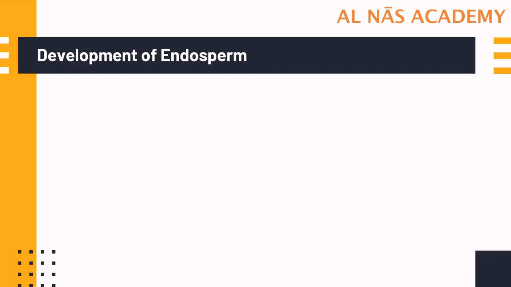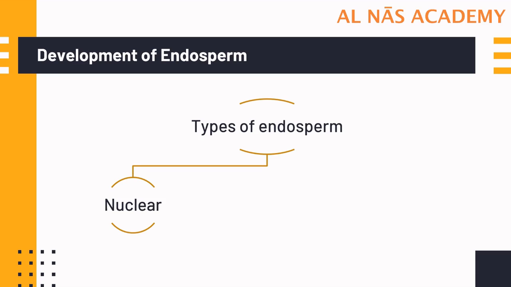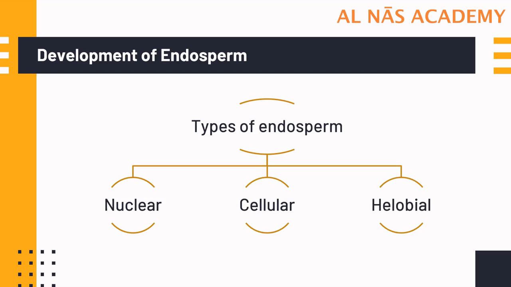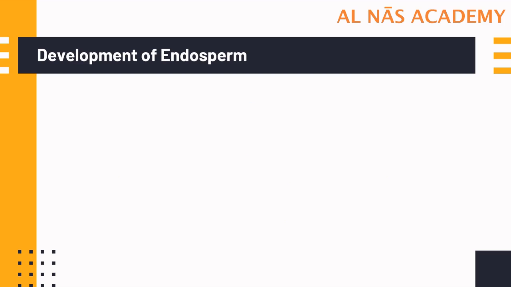On the basis of formation, endosperms are divided into three types. The types of endosperm are nuclear endosperm, cellular endosperm, and helobial endosperm. These are based on how they have been formed, and accordingly they are divided into these three types. First we are going to discuss nuclear endosperm.